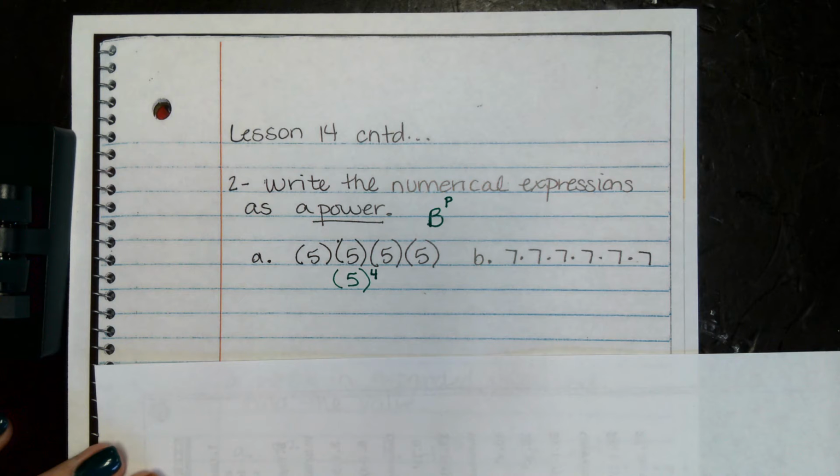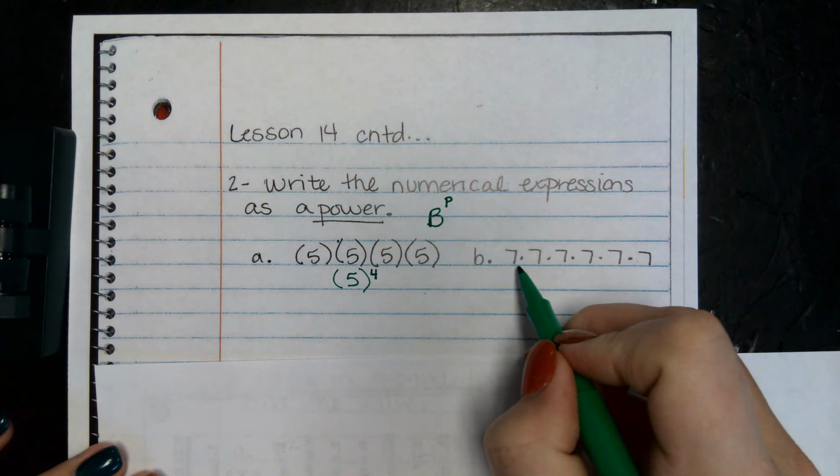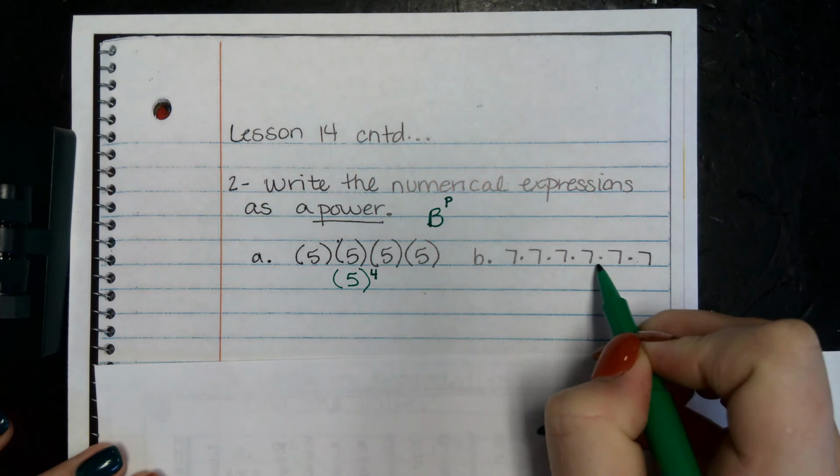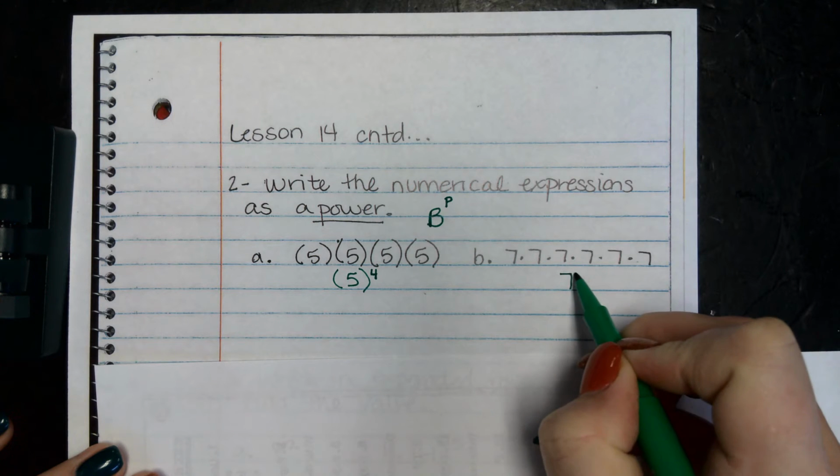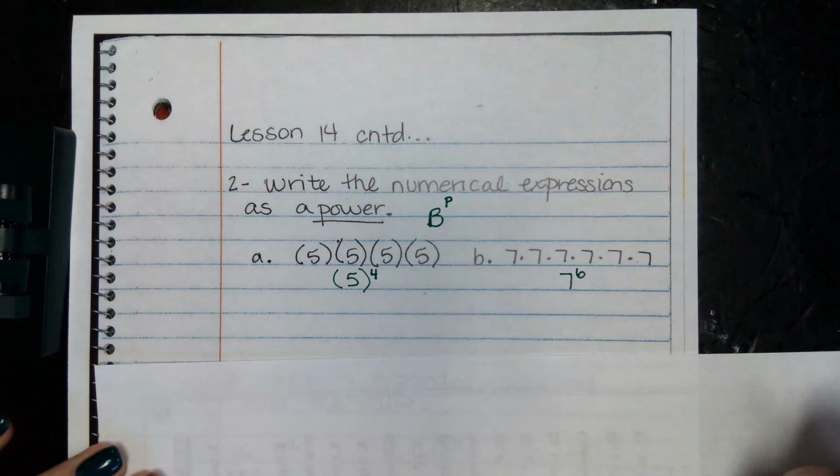Now finally, B. I want you guys to tackle B. What do you think our answer would be? All right, so here you're correct in that our base is 7, and my exponent would be 6 because there are 6 7s here.